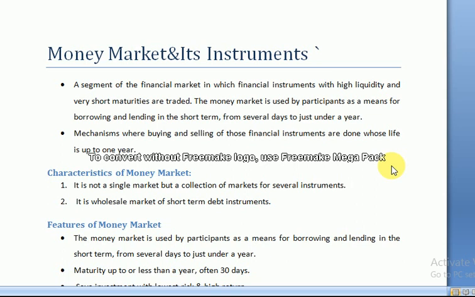So money market refers to a market where short-term securities are dealt. Money market is a market where short-term debt securities are traded. Such a market is called a money market. This is the simplest definition of the money market: a financial market where short-term securities are traded.